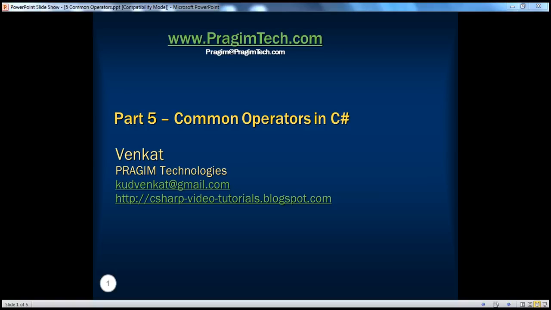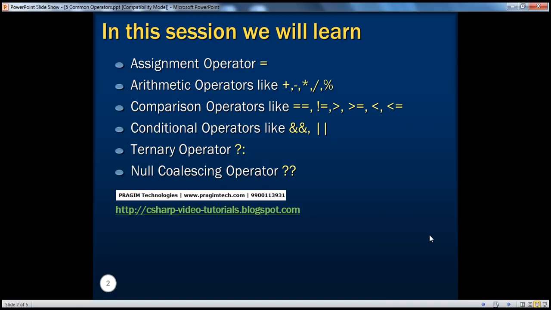In this part, we will look at the common operators in C Sharp. Just like any other programming language, even C Sharp has some common operators. We can classify these operators into assignment, arithmetic, comparison, conditional, ternary, and null coalescing operators. The assignment operator in C Sharp is equal to, and similarly we have several arithmetic operators like plus, minus, etc. Let's look at simple examples on how to use these operators.